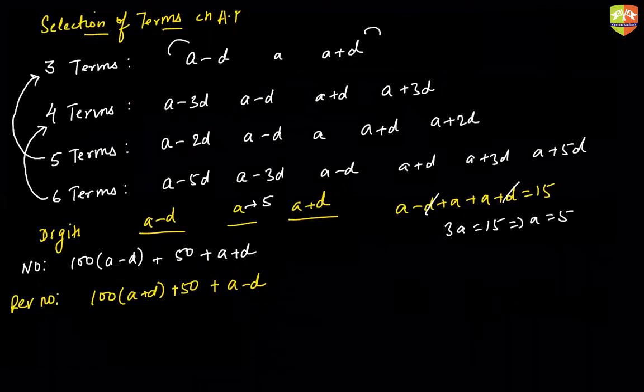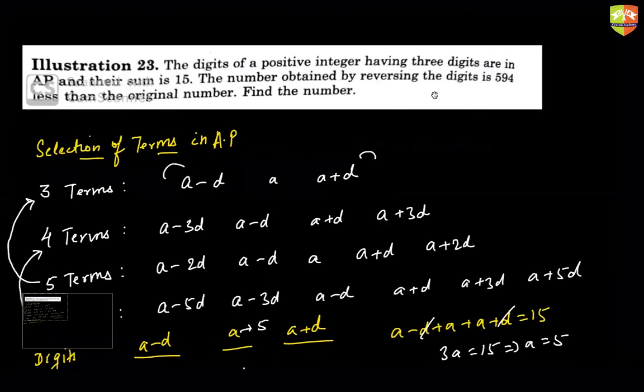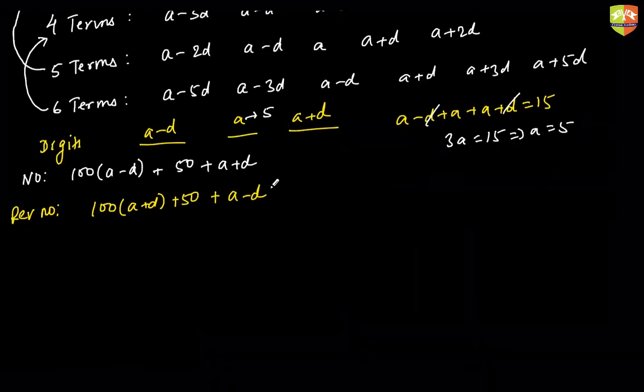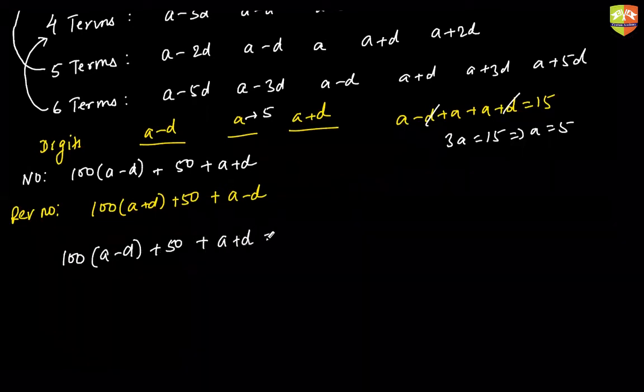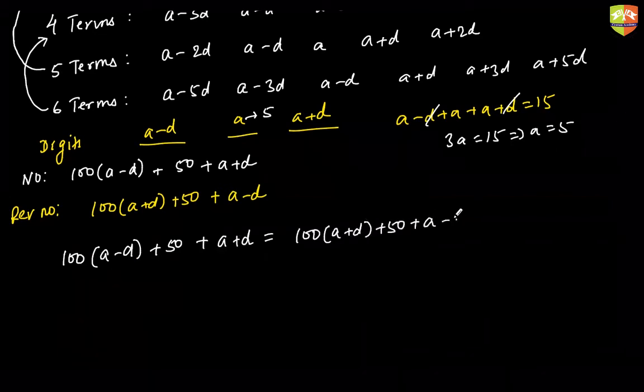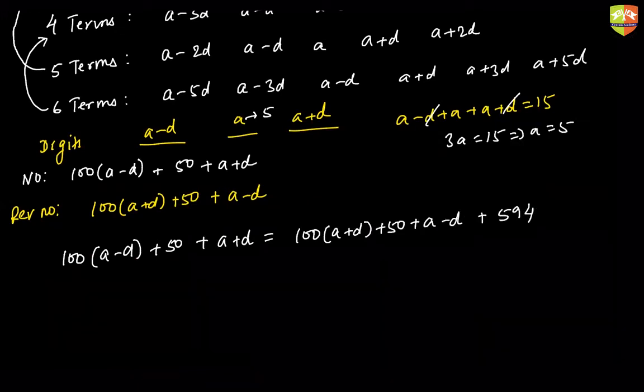Now, what is given to us in the question? The question says the number obtained by reversing the digits is 594 less than the original number. So the reversed number plus 594 will be the original number. So I can say 100(A minus D) plus 50 plus (A plus D) is equal to 100(A plus D) plus 50 plus (A minus D) plus 594. The 50 and 50 you can drop. Let us try to consolidate the terms over here. I think you can drop the factor of A also. 100A also will go off.